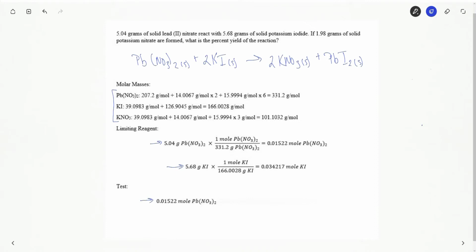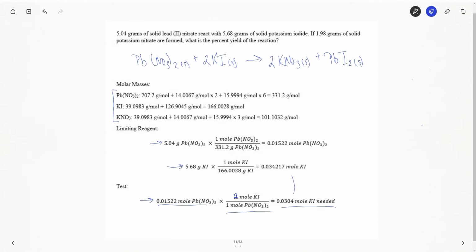So if I'm going to use all of my moles of my lead 2 nitrate, I need to determine how many moles of potassium iodide I'm going to need. I need to use my mole ratio right here. Oh, excuse the error. This should be a 2, not a 1. I am going to need at least 0.0304 moles of potassium iodide. That's how much I need.